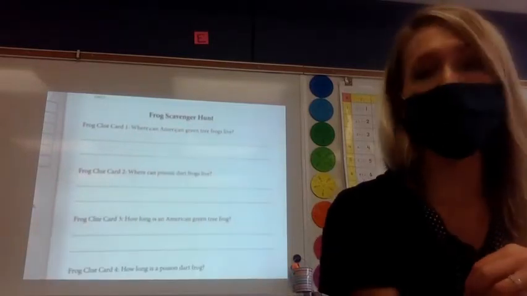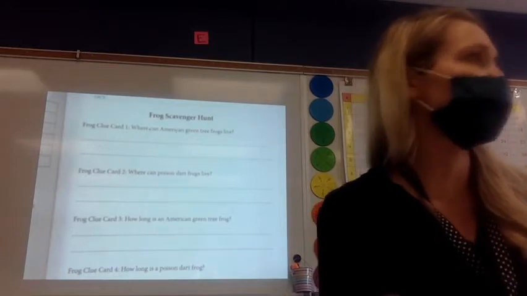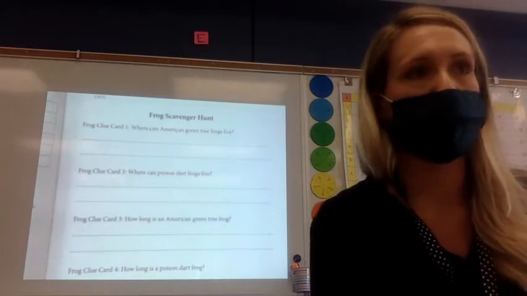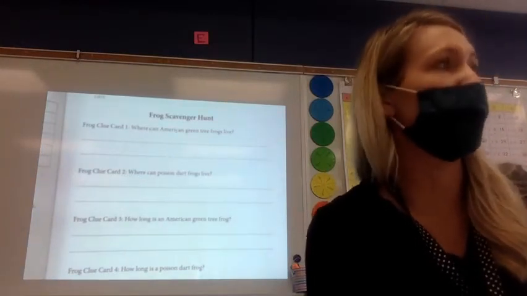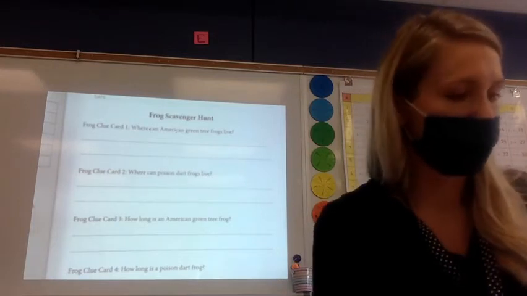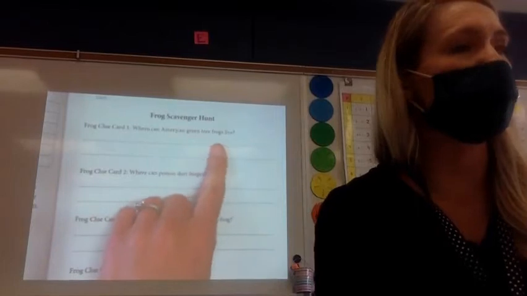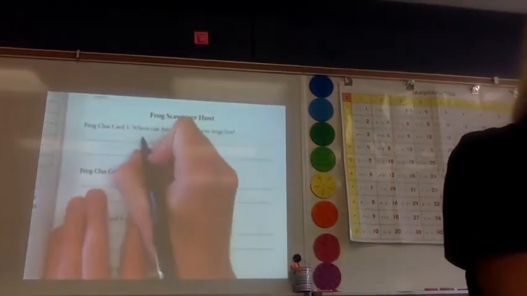And we had around the room, it's on page 73, 10 answers to these questions. And it's all about two types of frogs. What types of frogs? American tree frogs and poison dart frogs. Fabulous. Okay, so clue one. Where can American green tree frogs live? Southeastern USA.